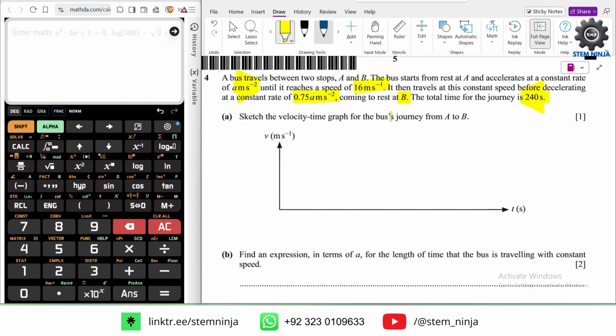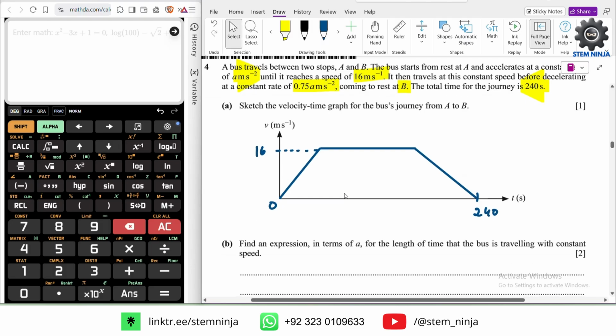Sketch the velocity time graph for the bus's journey from A to B. So the acceleration is greater, which means it's steeper. And the deceleration would be slightly longer because it is 0.75, 75% of that. That means it will take longer to come to rest. So this is your 16 meters per second, and this is your 240. This can be your 0. Yeah, basically this is it.